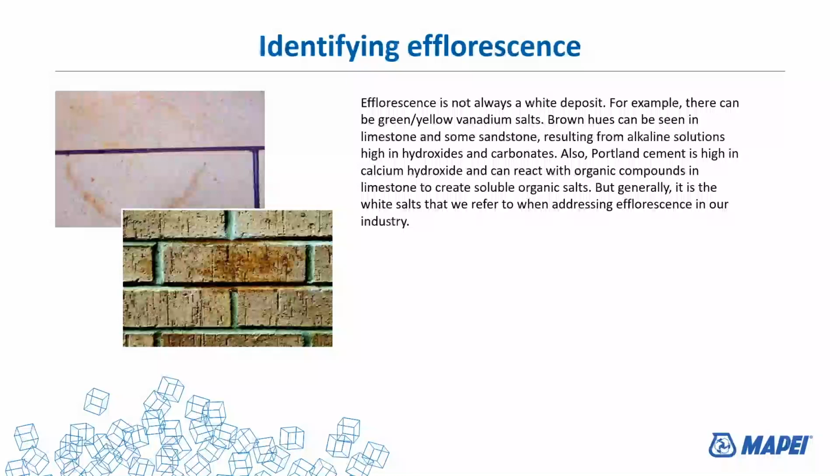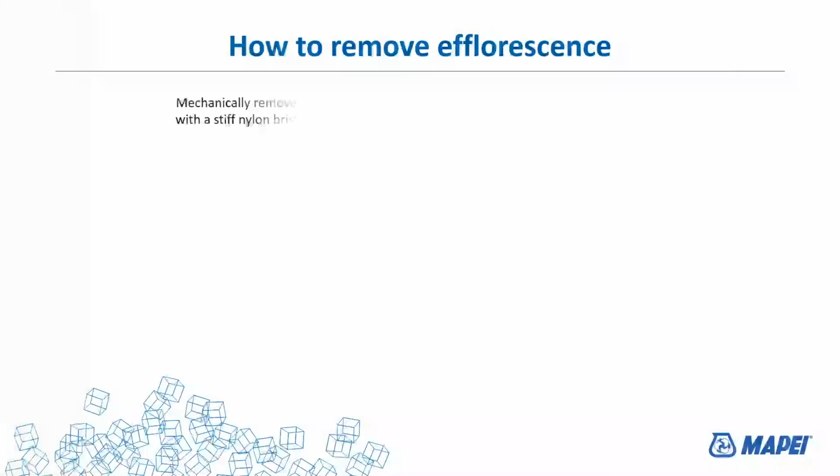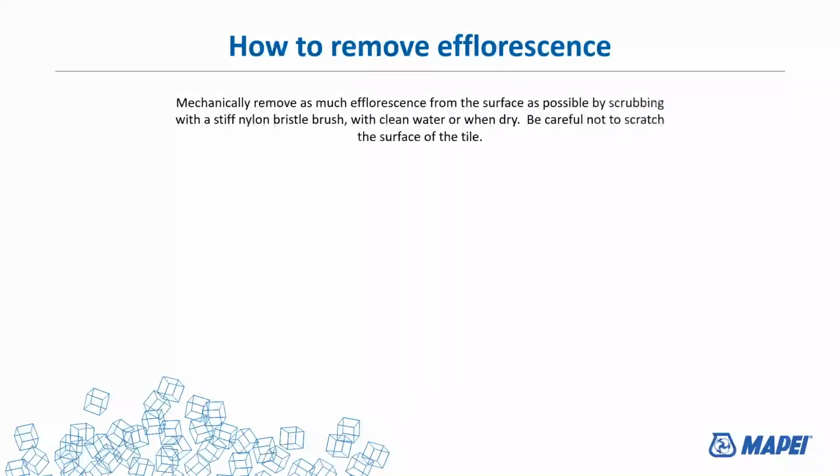How to remove it? Most of it should be removed mechanically. Like you see in some of those photos with that bloom sitting up high, that's a powder at this point. It's a crystal powder. It can literally be brushed off the surface. So mechanically remove it with a stiff nylon brush or with a minimal amount of water. You don't need to use a lot of water, but mechanically remove what you can, being careful not to scratch the surface of the tile or the stone. So you'd have to use a brush that is appropriate for that type of situation.